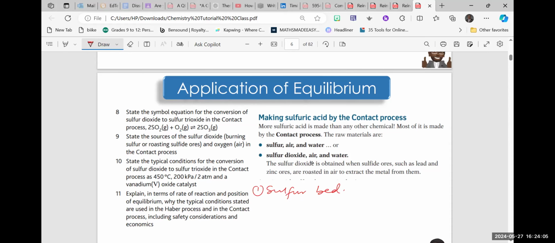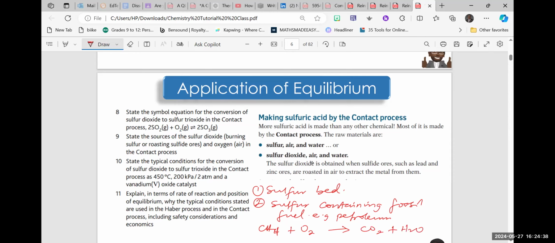Number two, they can get sulfur from sulfur-containing fossil fuels, right? E.g. petroleum. If petroleum contains sulfur, when you burn the petroleum, like let's say methane, for example, you form carbon dioxide and water, and if sulfur was present, that sulfur will also burn to produce sulfur dioxide. So they could ask you the sources of sulfur dioxide.